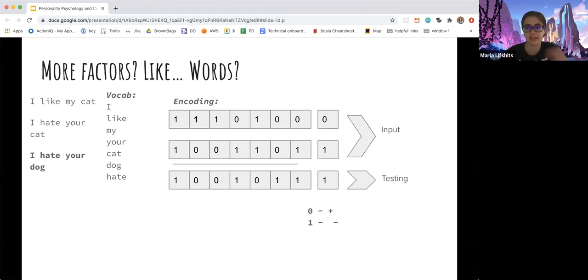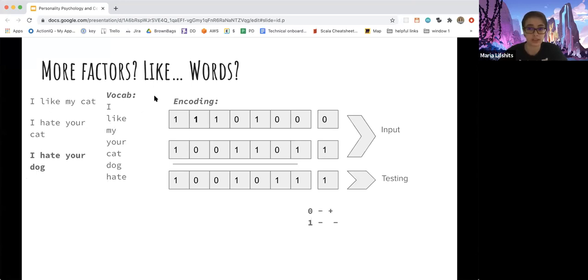So we have a set of data. In this case, there are 2 sentences that are going to be our training data: I like my cat, I hate your cat. And a test data, which is I hate your dog. First of all, we'll look at the vocabulary of our data. We say there are all those words: I, like, my, your, cat, dog, hate. Then we realize that the computer can't actually read and the words don't mean anything to it. So we need to encode it in a way that it would understand.